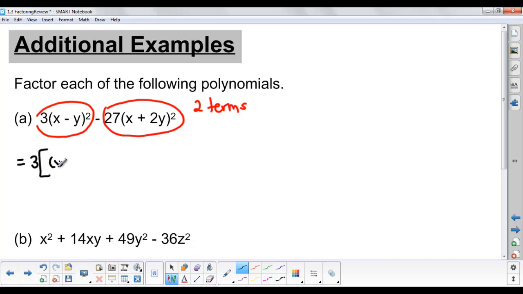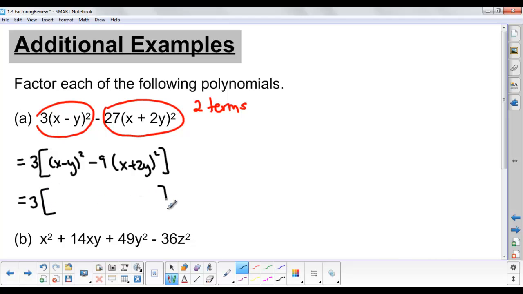That leaves me with x minus y squared minus 9 x plus 2y squared. Alright, so now I'm going to look inside of the square brackets, and I see I still have two terms, x minus y squared, and 9 times x plus 2y squared. I have two terms. Each term is a perfect square. So what I see in front of me is a difference of squares. And remember how that works.